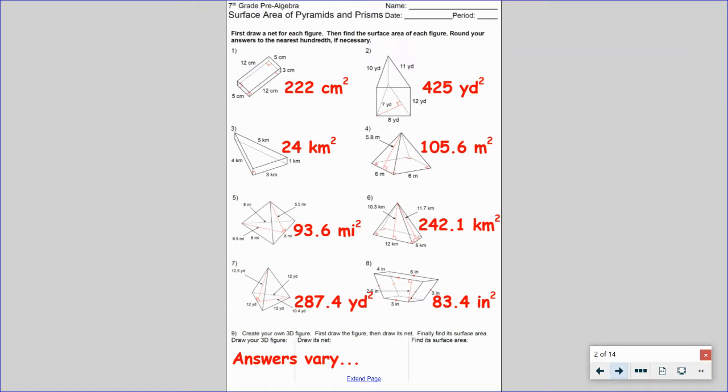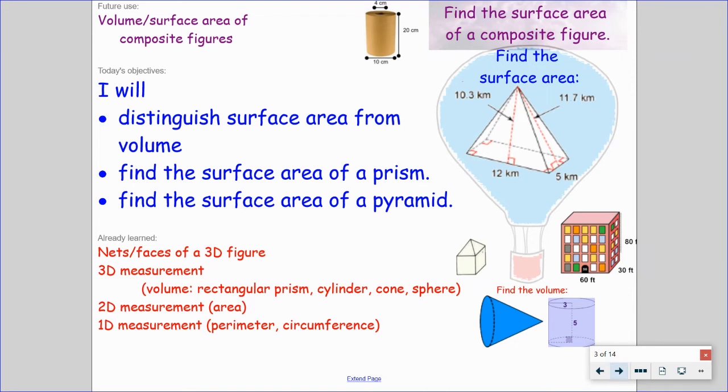Now, this was indeed a challenging assignment. Please make sure you bring questions to Monday before Tuesday's end of chapter review, before Thursday's test. Surface area, whoops, never finished this. We've done pyramids already. We've done prisms already. Today is surface area of a cylinder.